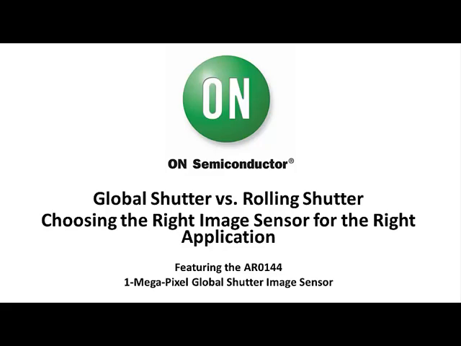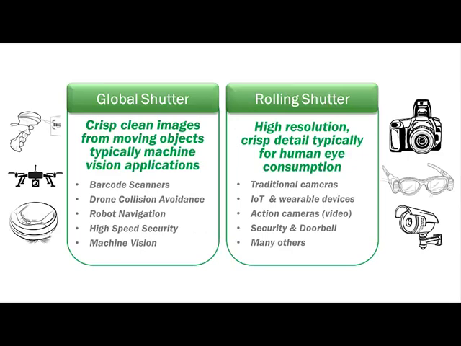But first, we want to discuss the key differences between global shutter and rolling shutter technologies. When considering an image sensor, it's important to consider the end application that's being designed. When designing applications that require high resolution, where the human eye will be reading and consuming the images, a rolling shutter image sensor is ideal. Rolling shutter applications often include DSLR cameras, IoT and wearable devices, action cameras, and security cameras. Unfortunately, rolling shutters come with some baggage that makes certain applications not ideal for this solution, which may cause the need to move to a global shutter solution instead.